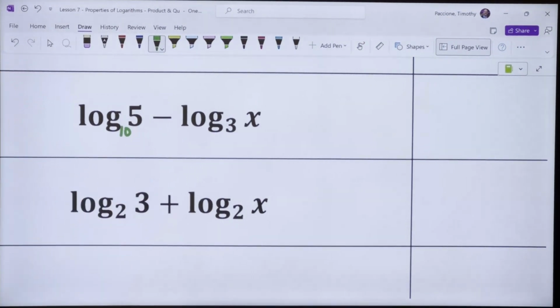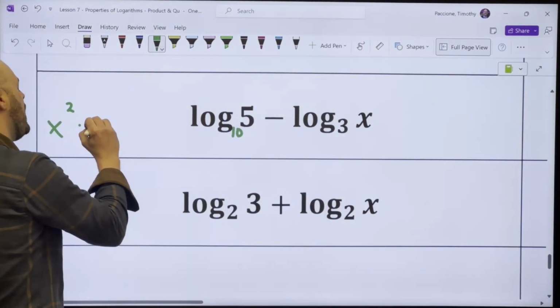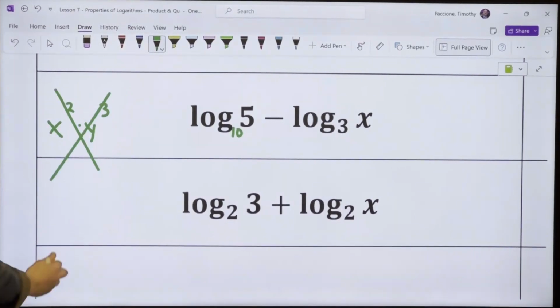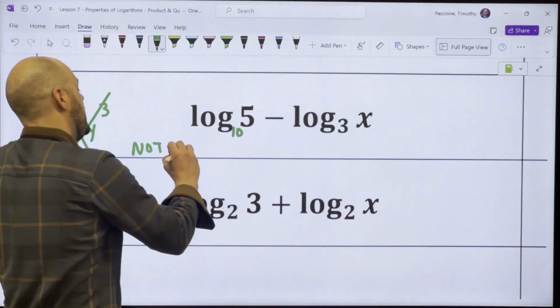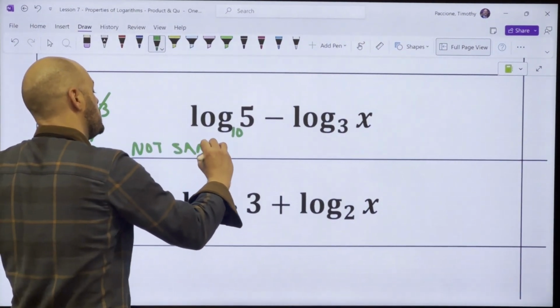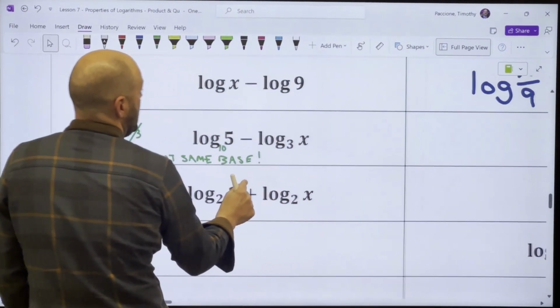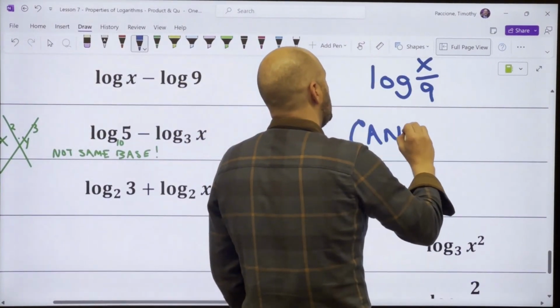That's 10, right? Remember exponents? Like when we had x squared times y to the 3rd, and there were different bases, could we just say xy to the 5th or do anything with that? No. We leave it alone, right? Not the same base. So we can't do anything, right? So it's the exact same. Yep, you would leave it. It's simplified.